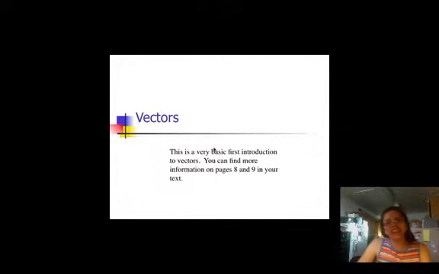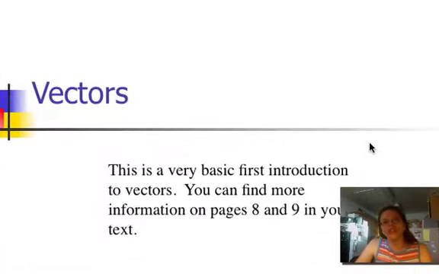Excited to start AP Physics with you guys, and I hope you're excited to be in AP Physics next year. I wanted to do a little bit of review with you before we start the school year. And the first bit of review is a really basic vector review.